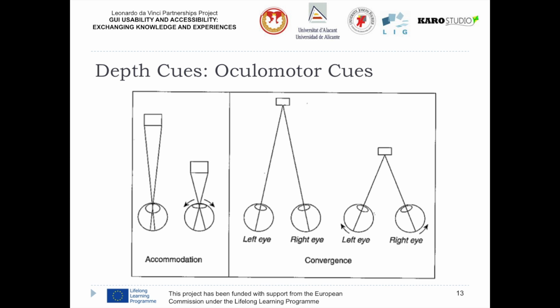Convergence is the rotation of the eyes when they focus on the same object. The rotation information is provided by the eye muscles and it is proportional to the focusing distance. So it is another depth cue.